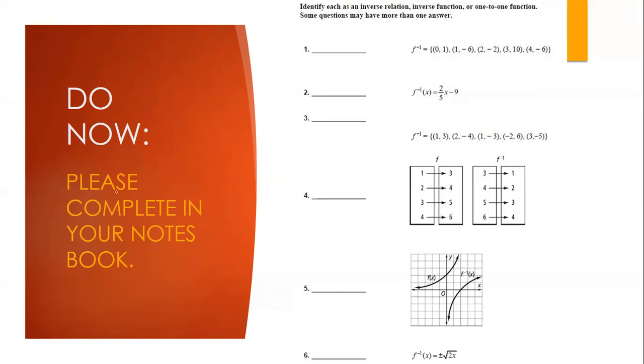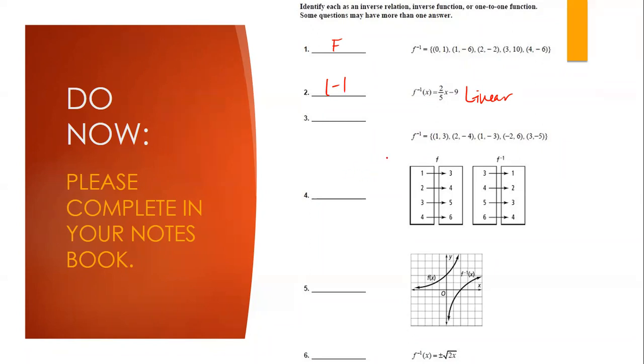So on number one, my friends, what did we get? One-to-one, x's and y's both do not repeat. It's a function. No repeating x's. My y's repeat, but there are no repeating x's, right? All right, number two is pretty easy. Number two is a linear equation. In a linear equation, no x's and no y's repeat. So it's a one-to-one.